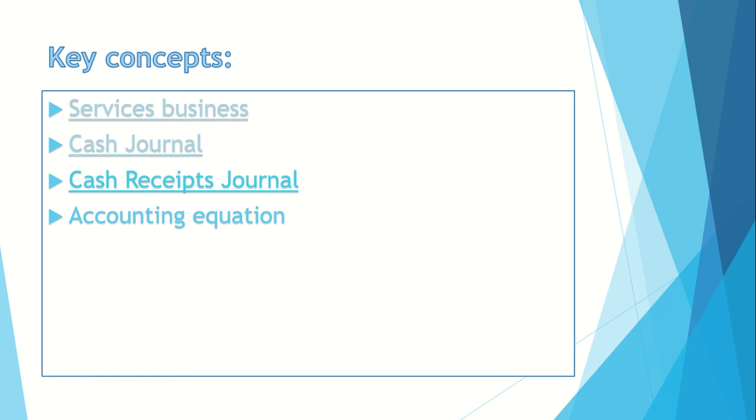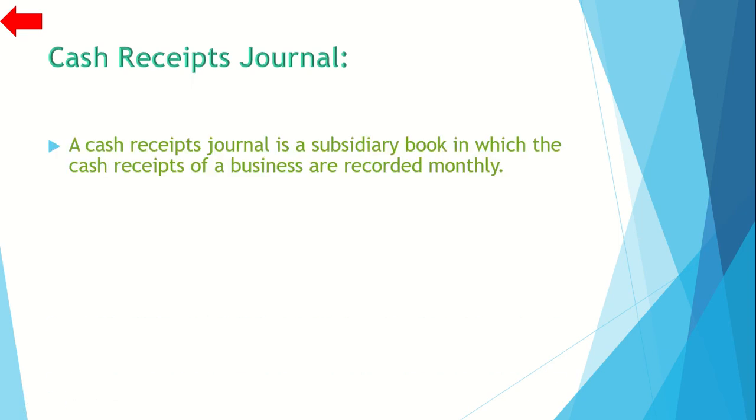Now, let's look at specifically the cash receipts journal. Now, the cash receipts journal, ladies and gentlemen, is nothing more than a subsidiary book in which cash receipts of a business can be recorded. And it's actually done on a monthly basis.